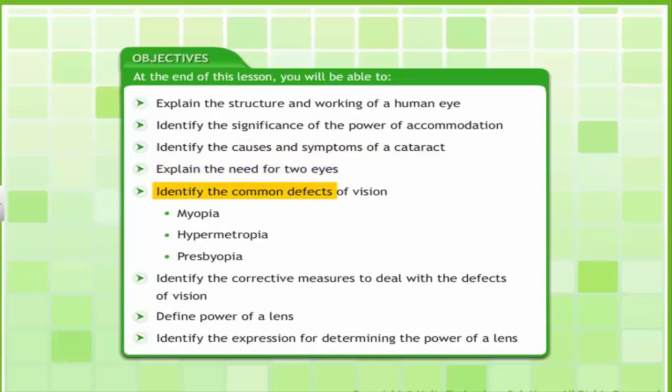identify the common defects of vision: myopia, hypermetropia, and presbyopia. Identify the corrective measures to deal with the defects of vision. Define power of a lens. And identify the expression for determining the power of a lens.